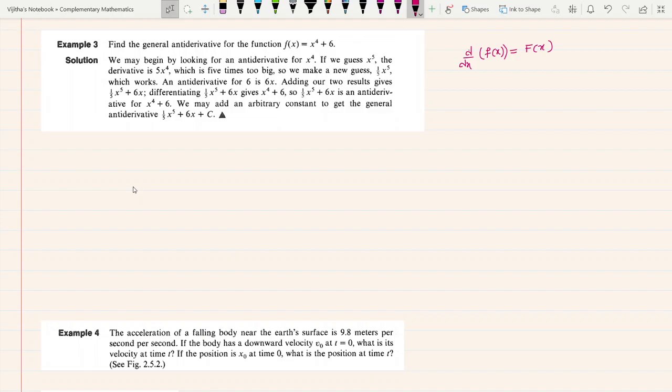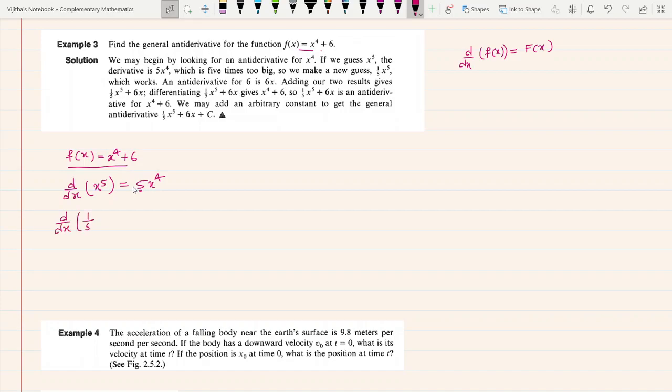Find the general antiderivative of the function f of x equal to x raised to 4 plus 6. So we have to find its antiderivative. It means we have to find a function whose derivative is this f of x. Now we know that d by dx of x raised to 5 is 5x raised to 4. So we got x raised to 4, but here 5 is an extra term. It means that we have to divide by 5.